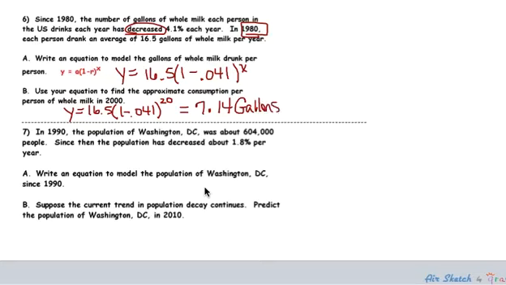Gallons. Gallons of milk. So, because it's decreasing, that is approximately how many gallons of milk each person will drink in the U.S. by the year 2000, which if it's going to continue at that rate, it's going to go lower, won't it? So it just kind of depends.